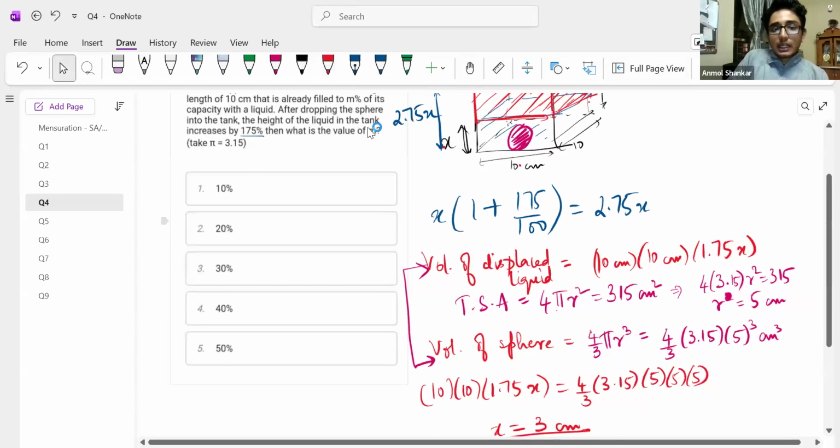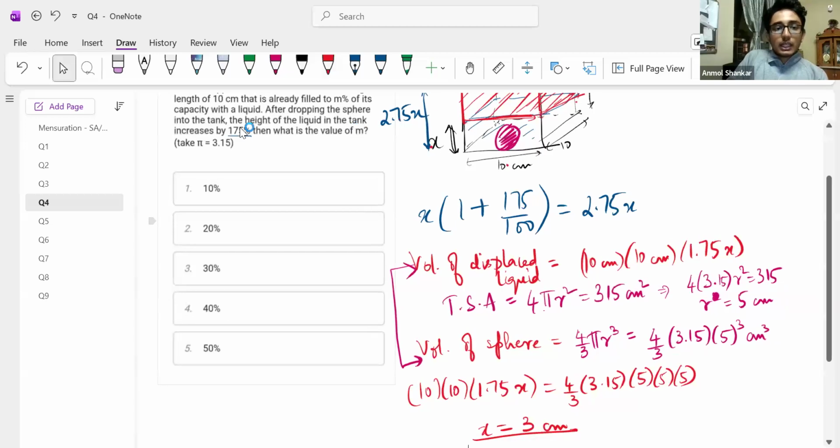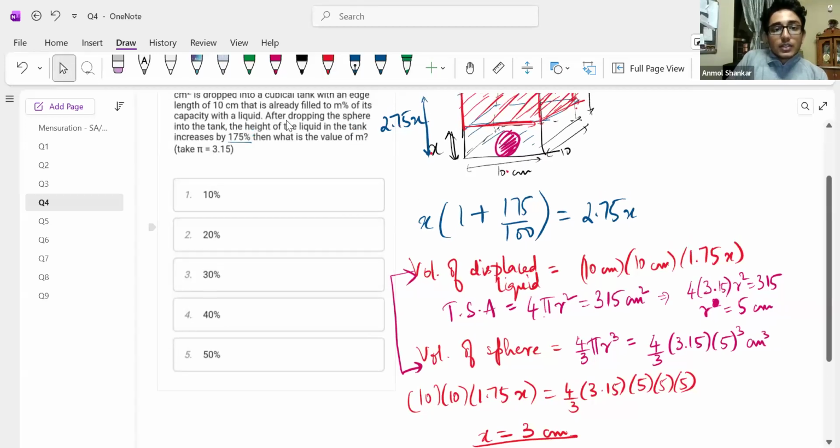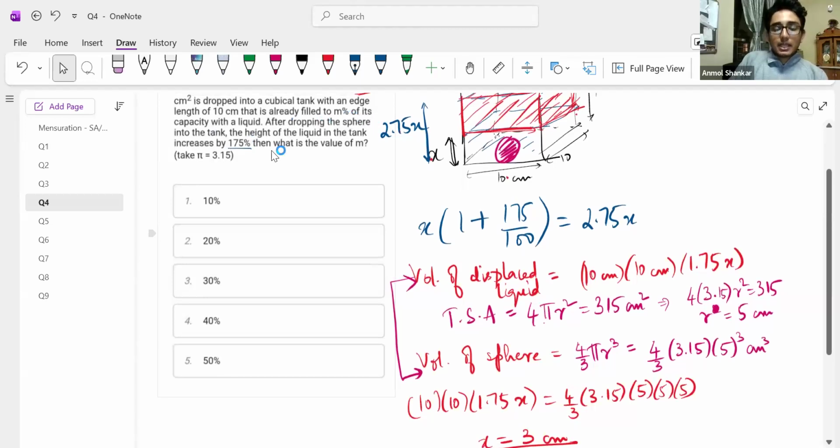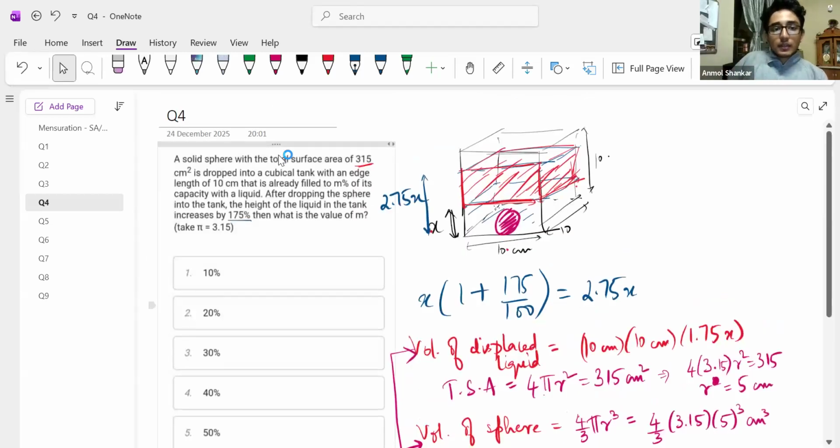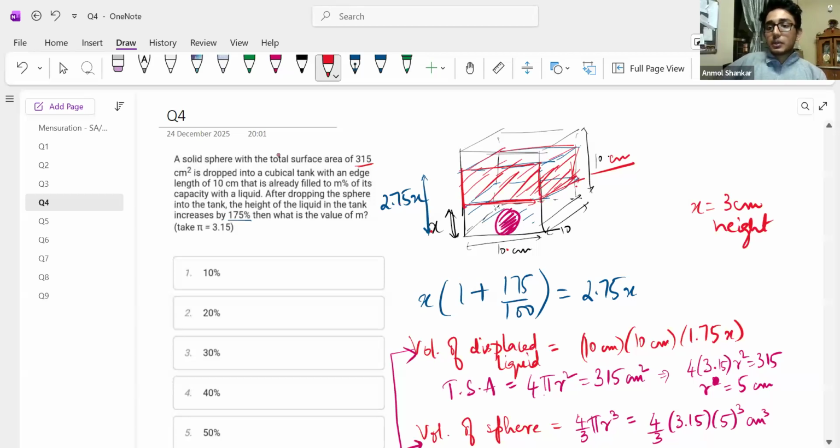Okay, now what did they ask in the question? In the question, they used this m. It is already filled to m% of its capacity. So the total in the cubical tank has a height of 10 centimeter. Initially it was filled up to x, that is equal to 3 centimeter height, and they are saying this is equal to m% of its total capacity. So what is m?